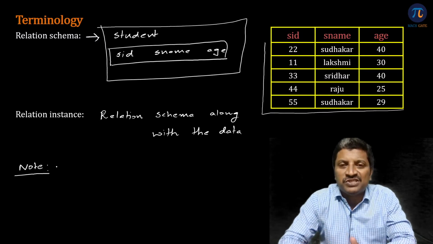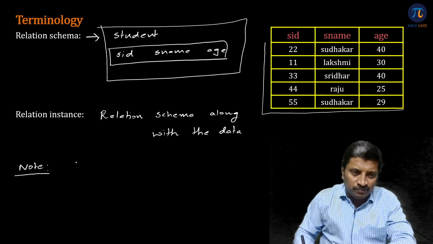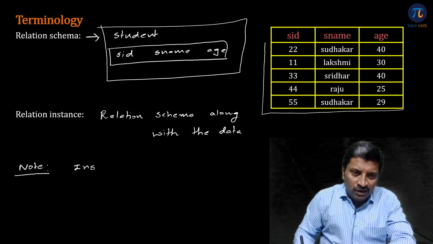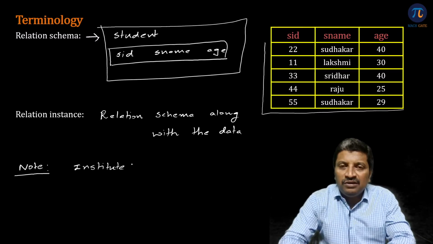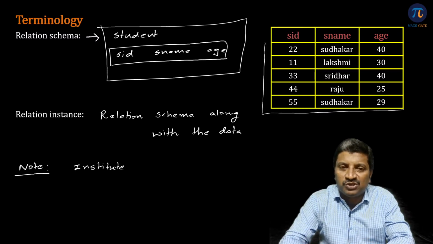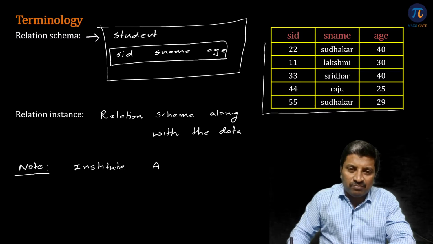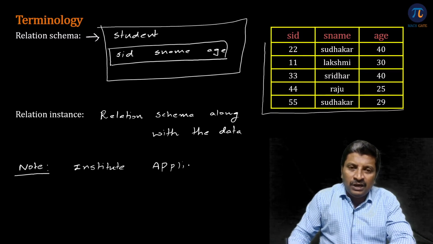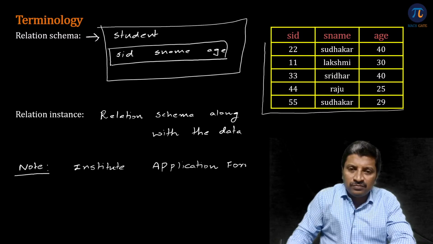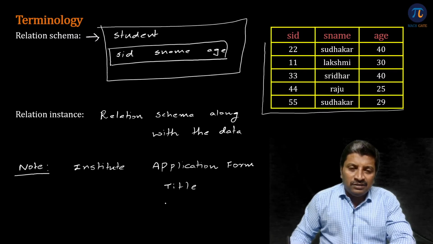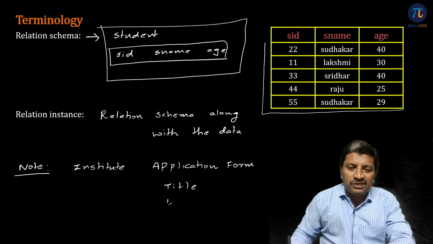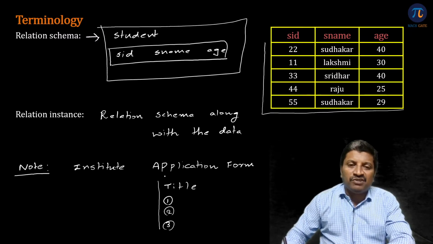Okay, what is meant by schema? Suppose we are having an institute, and at the beginning we will design an application which should be filled by every new joinee in our institute. In the application form, we give one title, that is our relation name, and the columns are the details: detail 1, detail 2, detail 3. This is the skeleton of the application form.